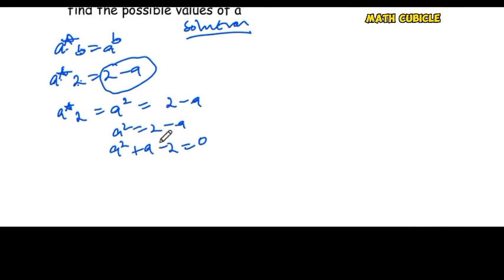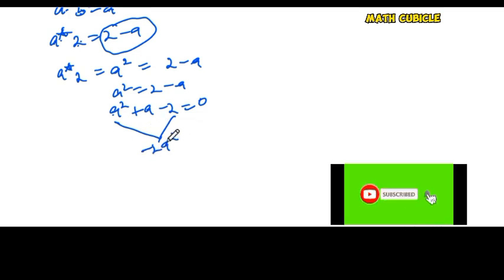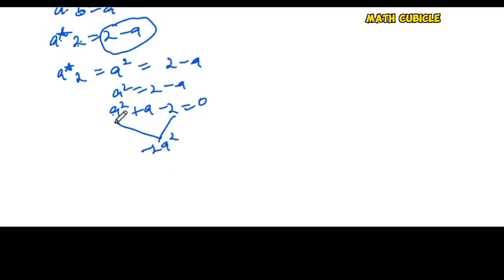Now this gives us a quadratic expression. Now when we factorize this, we have this minus 2A. When we multiply A squared and minus 2, that's minus 2A squared. Now the factors of minus 2A squared, that's two numbers which when we multiply give us minus 2A squared, and when we sum them up give us A, that's plus 2A and minus A. So we remove this and replace it with this, so it becomes A squared plus 2A minus A minus 2 is equal to 0.